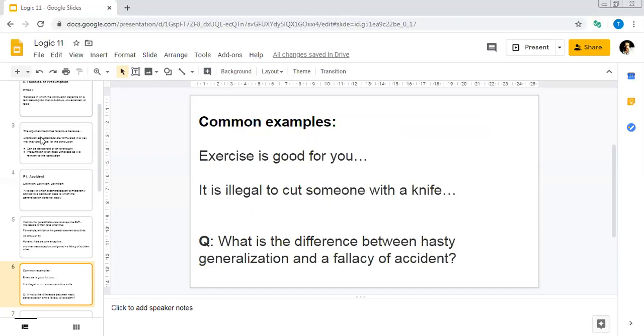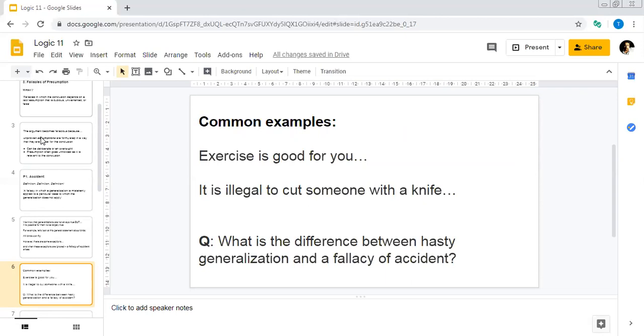Again, it is illegal to cut someone with a knife. True, it is illegal to cut someone with a knife in most cases, but can you think of a case where this does not hold true? Yes, I can. What do surgeons do? It's not illegal what they do. They perform surgeries on patients, and that is perfectly legal because they're allowed to do that. So you cannot say that it is always illegal to cut someone with a knife. So keep that in mind, guys. The way that I remember this is through exception. There are always exceptions, and if there are exceptions, then you're committing a fallacy of accident.